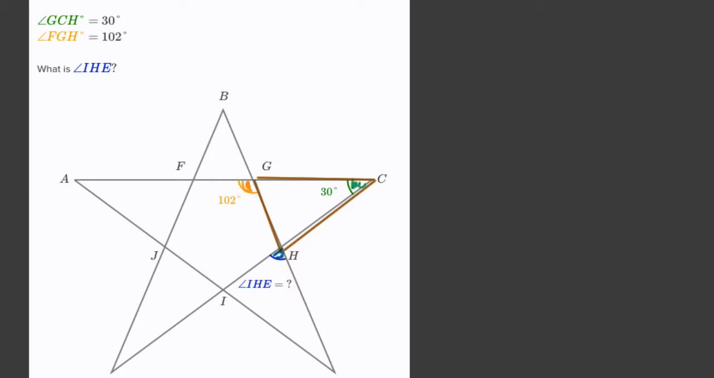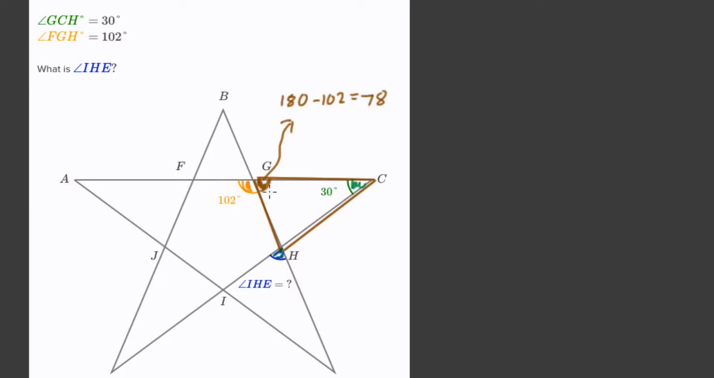I know the orange angle can help me because it's supplementary to this angle right here. It's supplementary to angle CGH. That means they add up to 180 degrees, right? So if the orange angle is 102, this brown angle will be 180 minus 102, right? And that's equal to what? It's equal to 78 degrees.